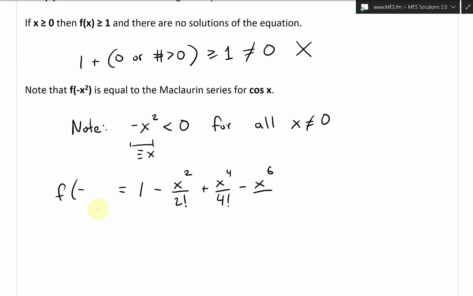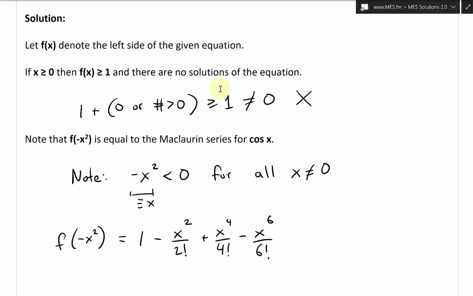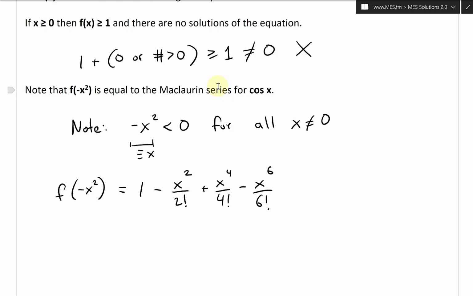So negative x squared, all cubed, this is going to be over 6 factorial. So this is x cubed, and the negative is to the odd power, so it stays negative. The next one is going to be x to the 8, so x squared to the power of 4 is x to the 8, and negative 1 to the power of 4 is positive. So this becomes like that, and then goes minus plus dot dot dot. And this equals cosine of x.